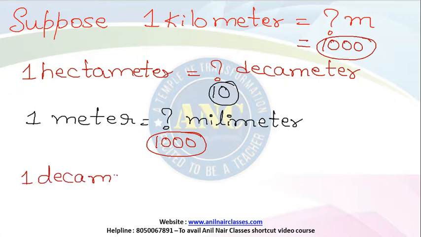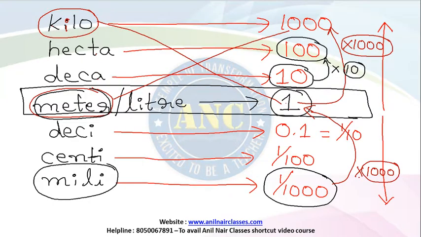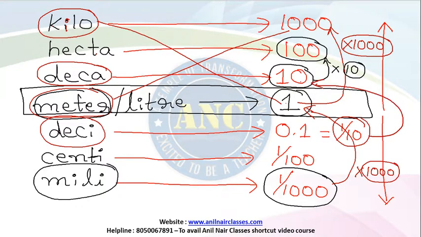Suppose I want to convert 1 decameter into decimeter. What is the value of 1 decameter in terms of decimeter? Same logic I would like to implement here also. 1 decameter, that means decameter is represented here as 10. Decimeter is represented as 1 by 10. Now same logic, 1 by 10 should become 10.